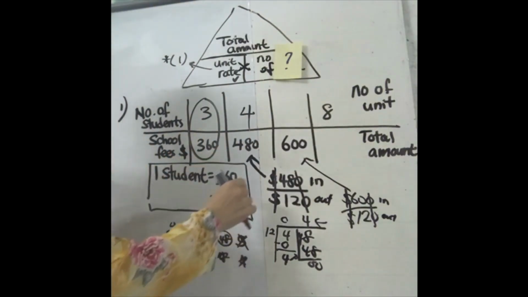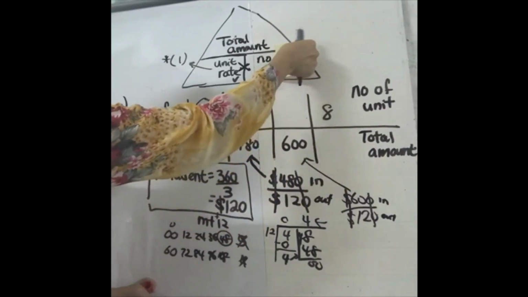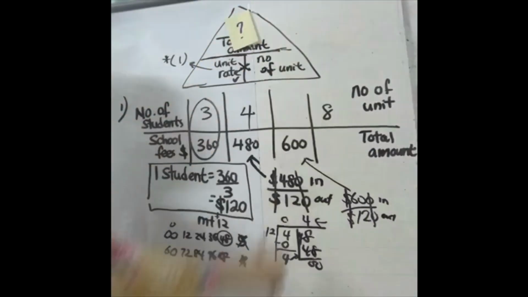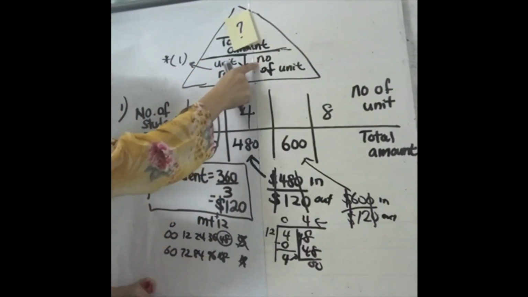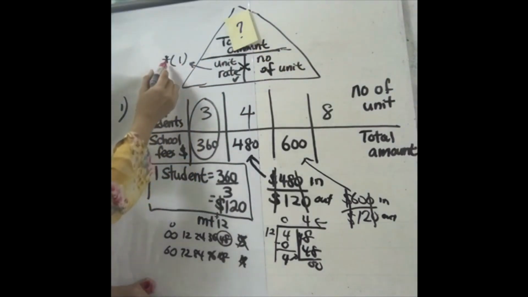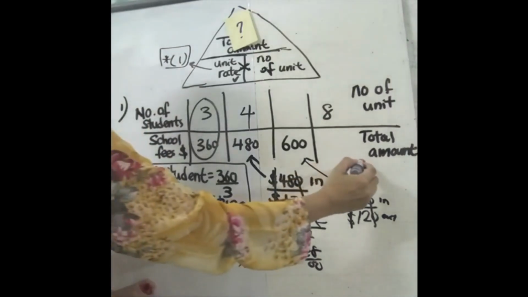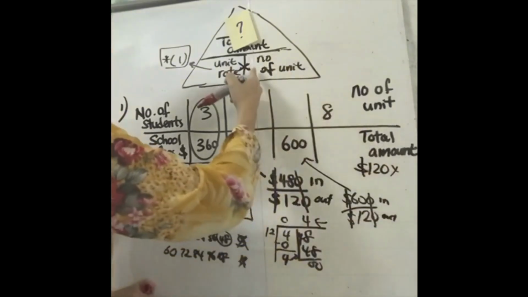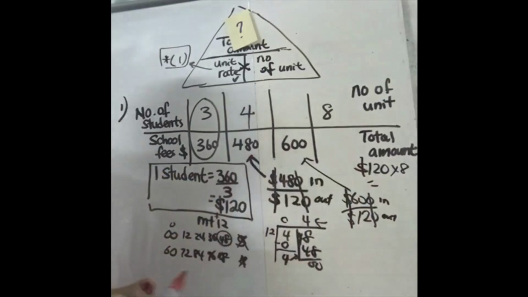Okay, let's go for the last column. The last column asks you to find the total amount. So this time, you have to put the question mark at the total amount. Since you're going to put what is left, unit rate times the number of unit. So what's the unit rate? Let's go for unit rate, which is 120. So you have to do 120 times by what is the number? The number is 8. Okay, solve that.